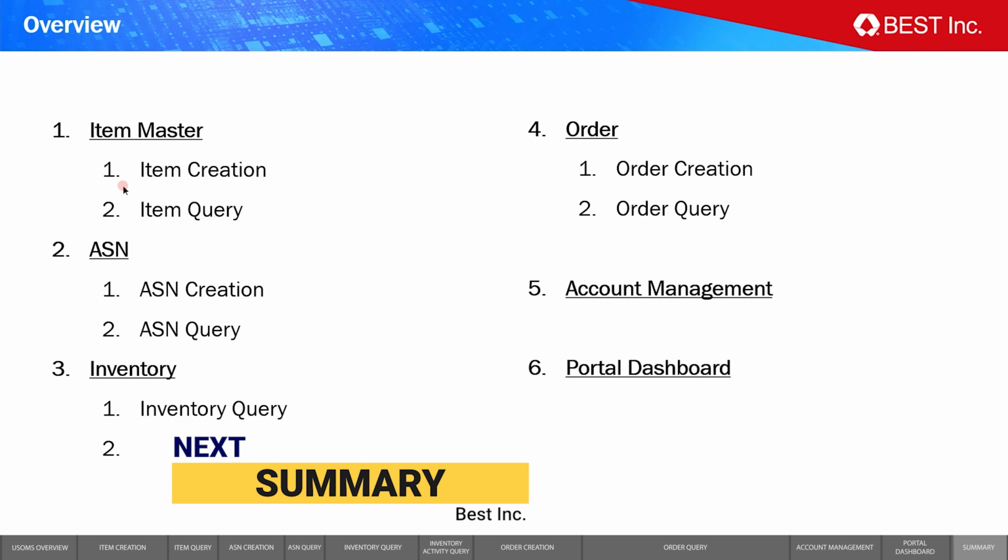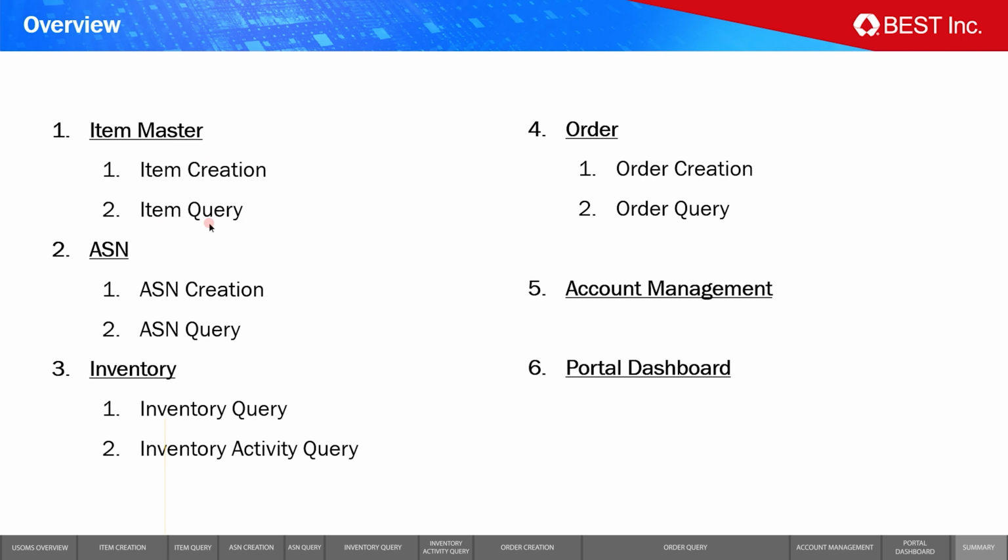All right, so to circle back to our overview here. The things we covered in this video are the item master, which again includes creation and query of the items that you're creating within our system. The ASN module, which includes the ASN creation and query of those ASNs that you're creating within our system. The inventory module, which is purely a query module that allows you to see real-time inventory of all the inventory in our warehouses, as well as inventory activities, which is a detailed breakdown of the inventory movement history within our warehouses. The order module, which includes the order creation and order query, so you can track those orders.